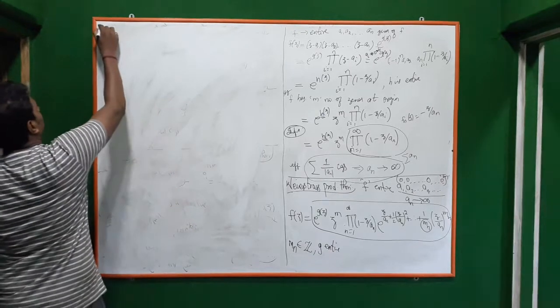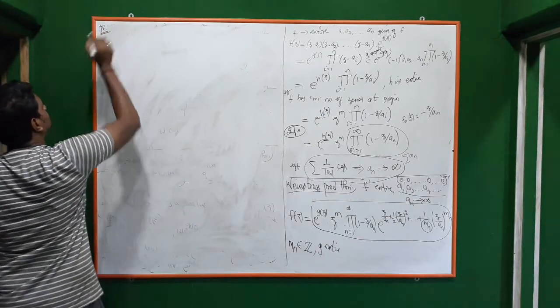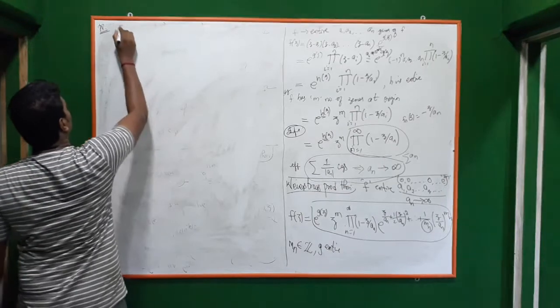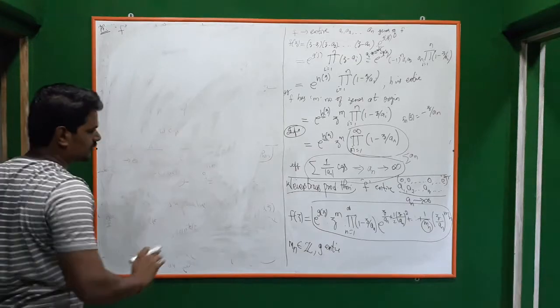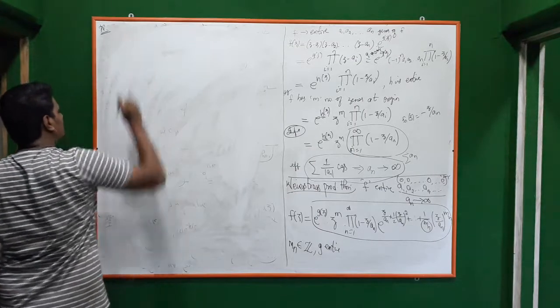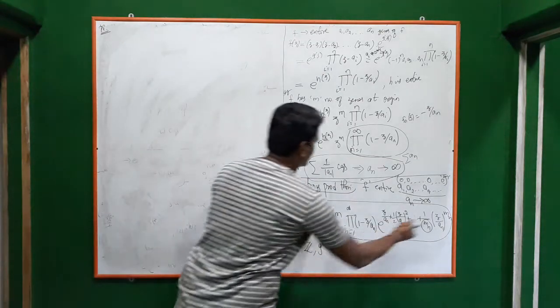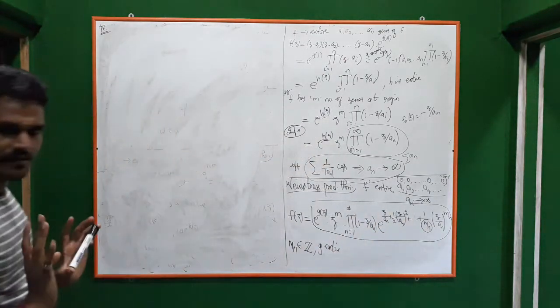So, the proof of this theorem. Given is f is entire? No, the function f is not given. Any function which has those properties will look like this. That's all you have to do. f is not given.